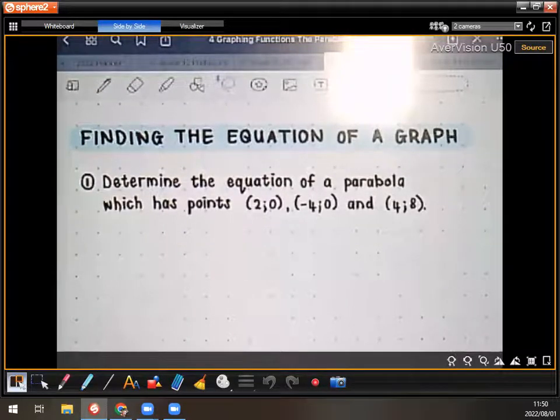If they're just giving you the information in a sentence like this, they do have to tell you what kind of graph it is. Okay, you can't just say determine the equation of a graph which has these points. They have to tell you which type. Okay. So you can just write down that question, please, and we'll do this one together.